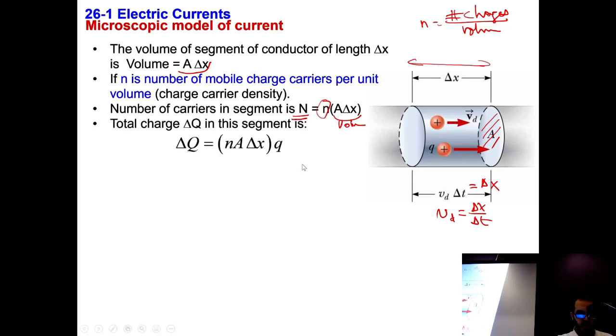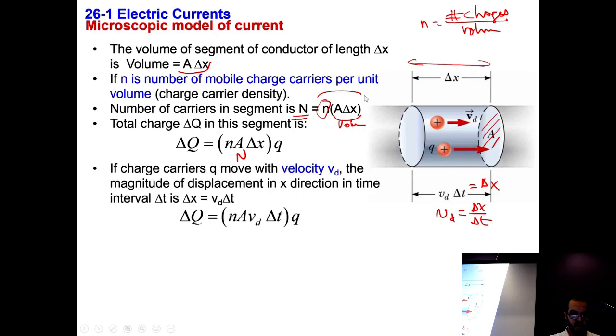Okay, now what is the total charge in this segment? The total charge is going to be capital N times Q, the charge of each of these charges. So this capital N is small n times the area times delta x, times Q. This will give me delta Q, or the number of free charges in this volume element.